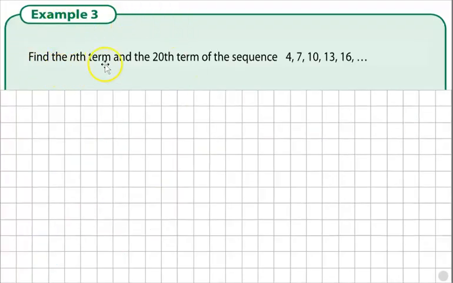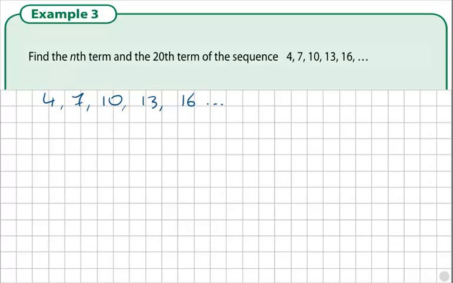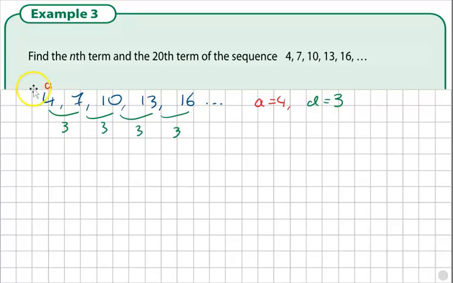Example 3. Find the nth term and the 20th term of the sequence 4, 7, 10, 13, 16, and so on. So we start again by writing out our sequence. We label A as the first term. So A is equal to 4. And then we find our common difference. So we're adding 3 each time. 4 plus 3 is 7, plus 3 is 10, plus 3 is 13, plus 3 is 16. So D, the common difference, is equal to 3.